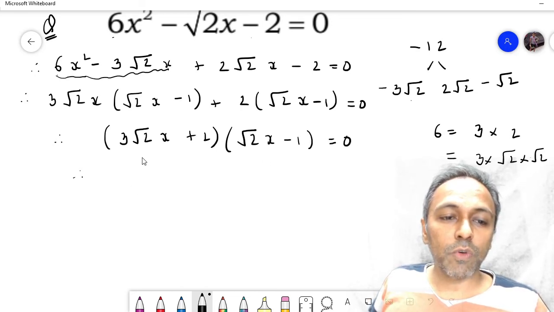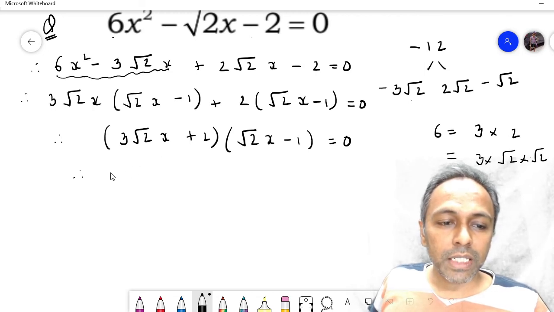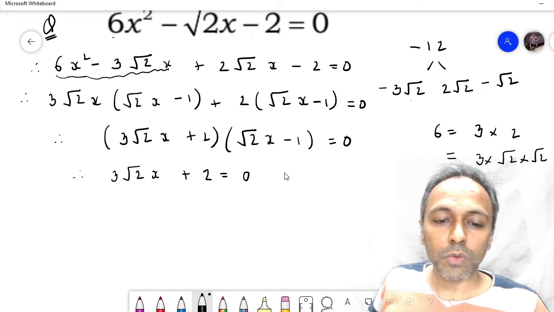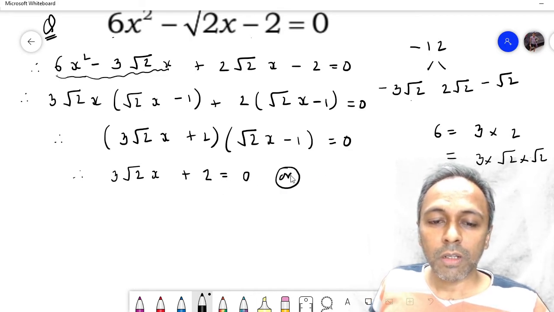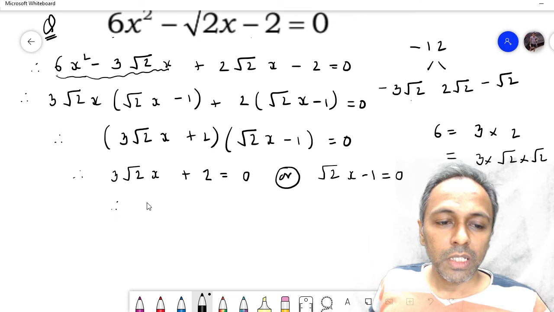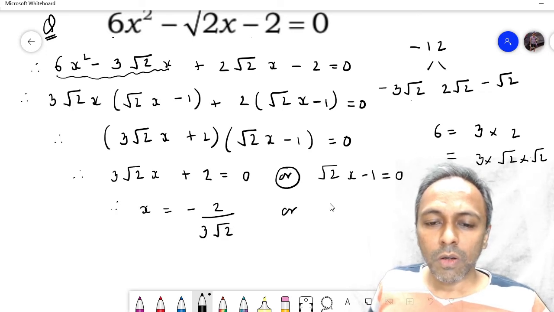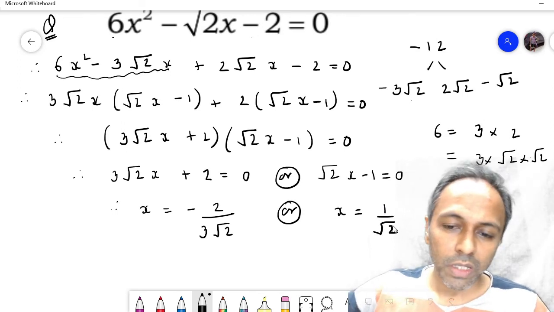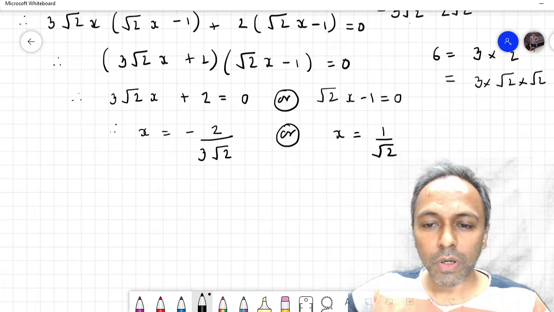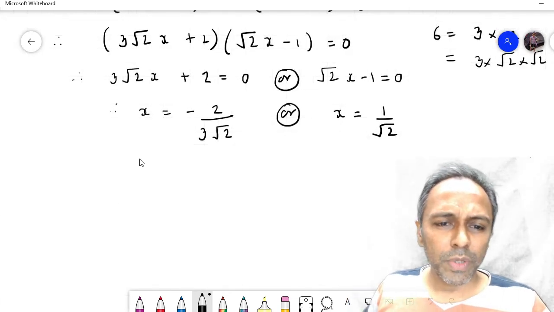We have factorized, but we want to get x. To get x, we can say 3 root 2x plus 2 is equal to 0, or root 2x minus 1 is equal to 0. This gives you x is equal to minus 2 upon 3 root 2, or x is equal to 1 upon √2. These are the roots of your quadratic equation. If you want, you can rationalize it.